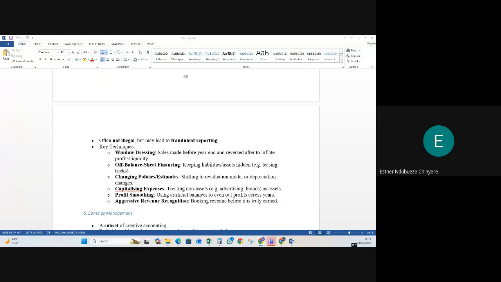When you capitalize expenses in order to increase your assets, or when you smooth your profits by using artificial balances to even it out across years, and also when you use aggressive revenue recognition. So that's it.